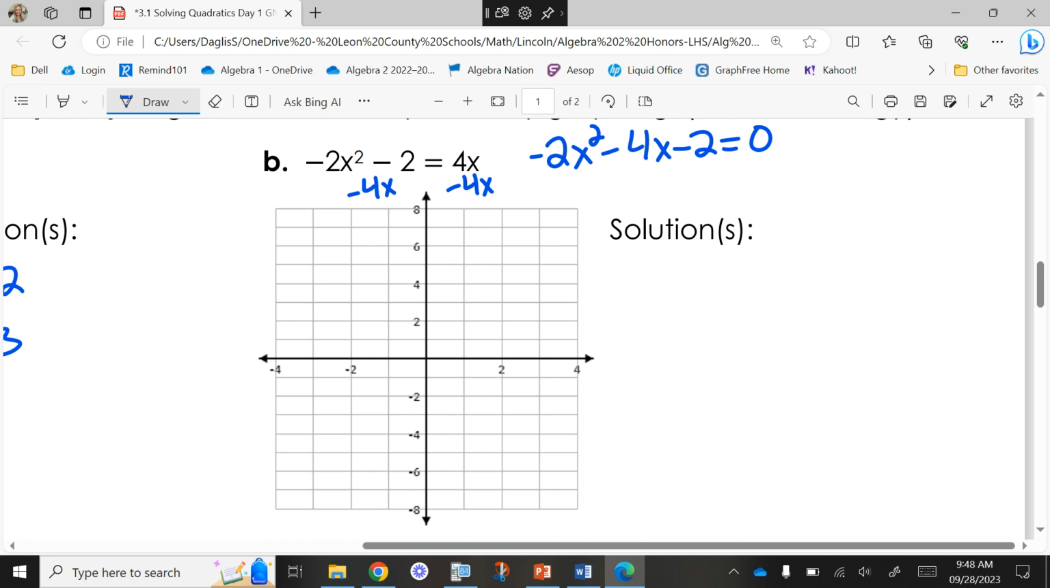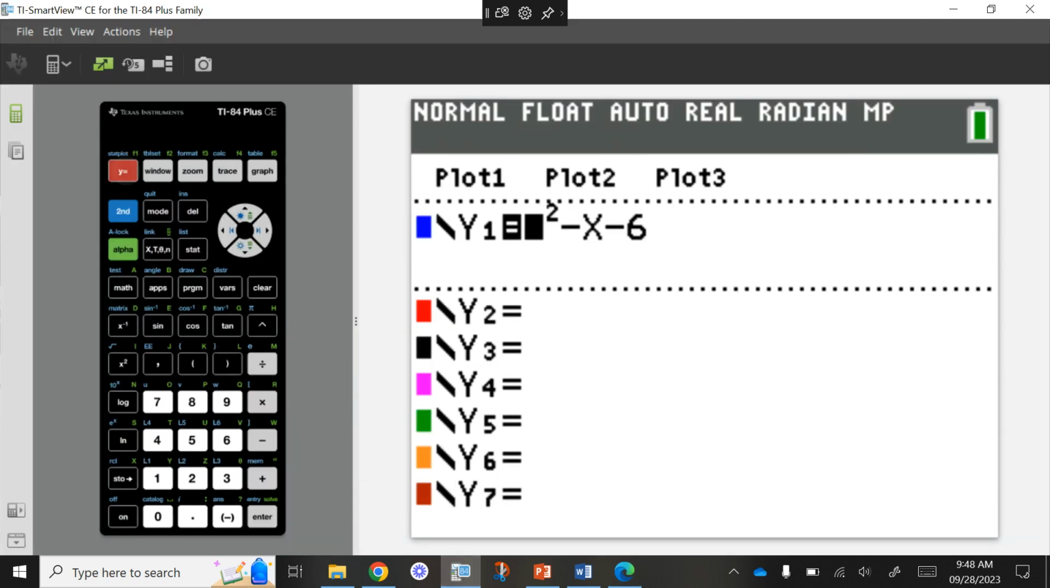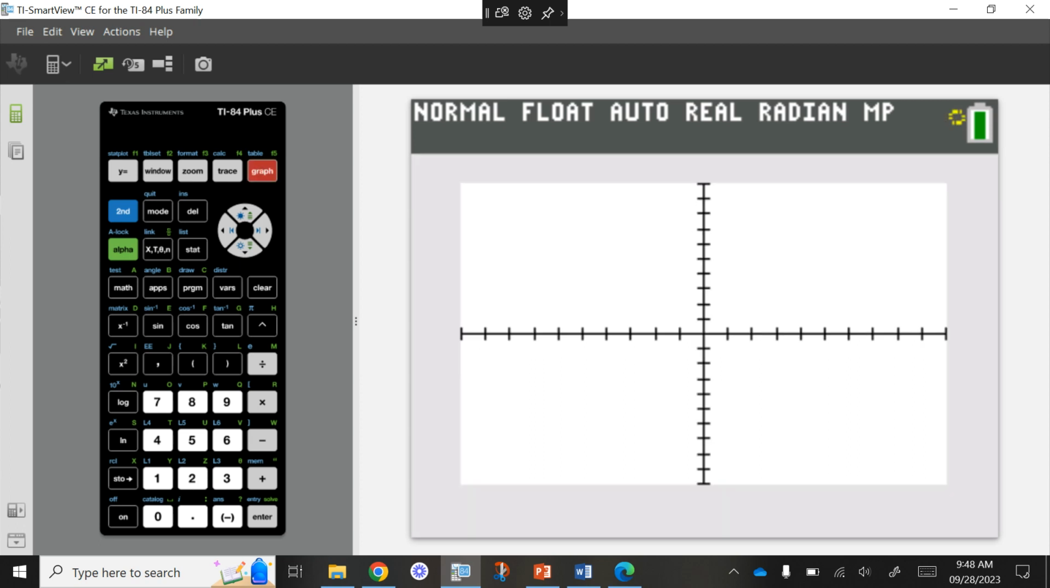I can expect this parabola to open which way? Down. So we need to make sure our math makes sense. All right, go back to y equals, clear this out. -2x squared minus 4x minus 2. Graph it. Look at that, it's opening down. What other special feature do I notice? There's one. This time my vertex is sitting on my x-axis.